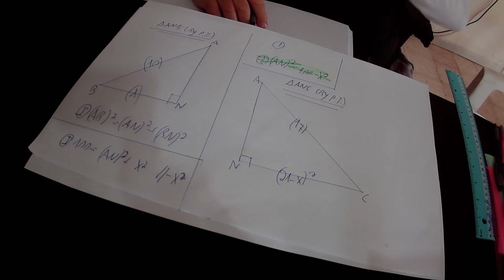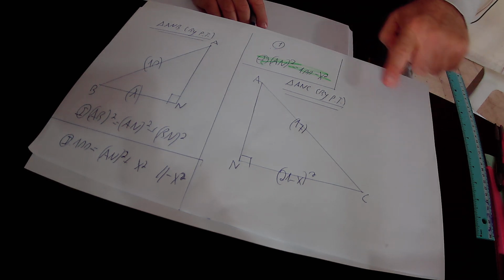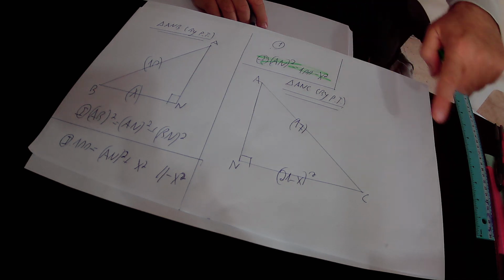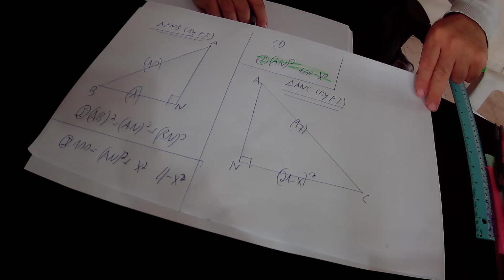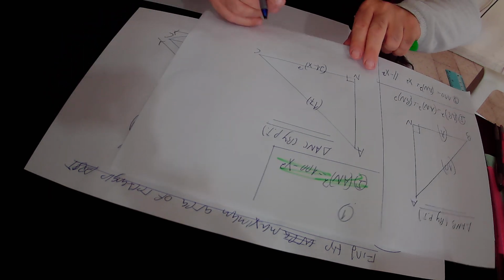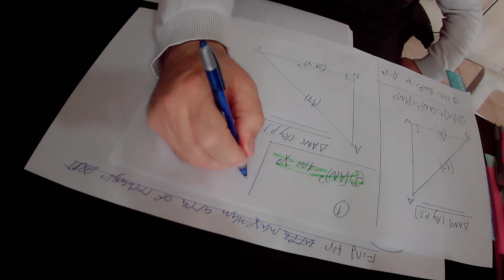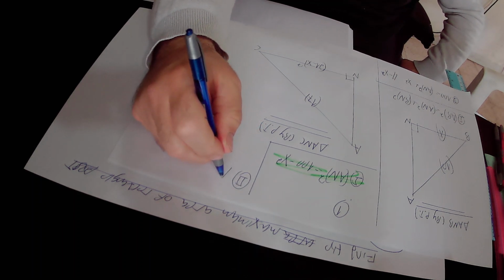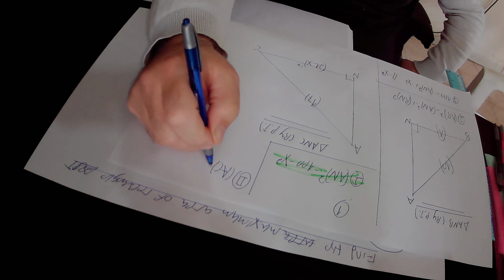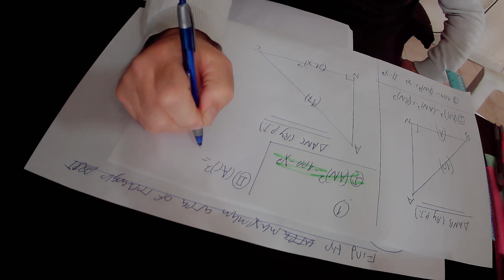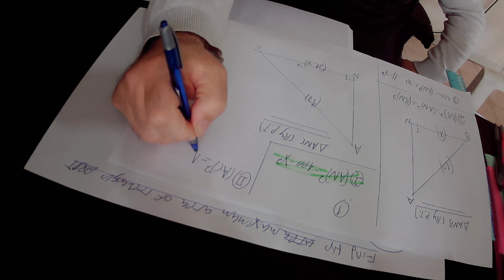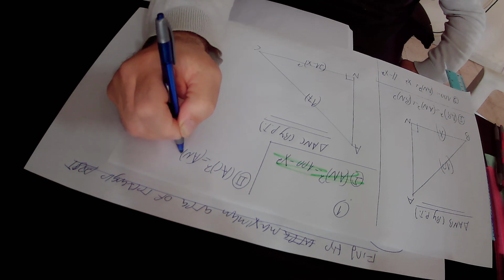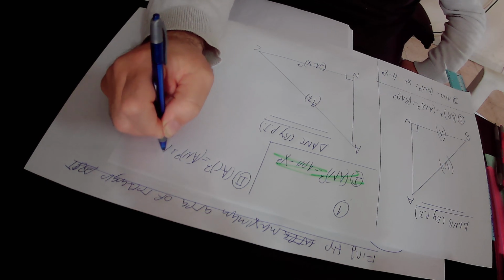So according to the Pythagoras theorem, in this right triangle ANC, AC square equals AN square plus NC square. So I write it down. This will be equation 2. So AC square, that is the square of the hypotenuse, equals AN square plus NC square.